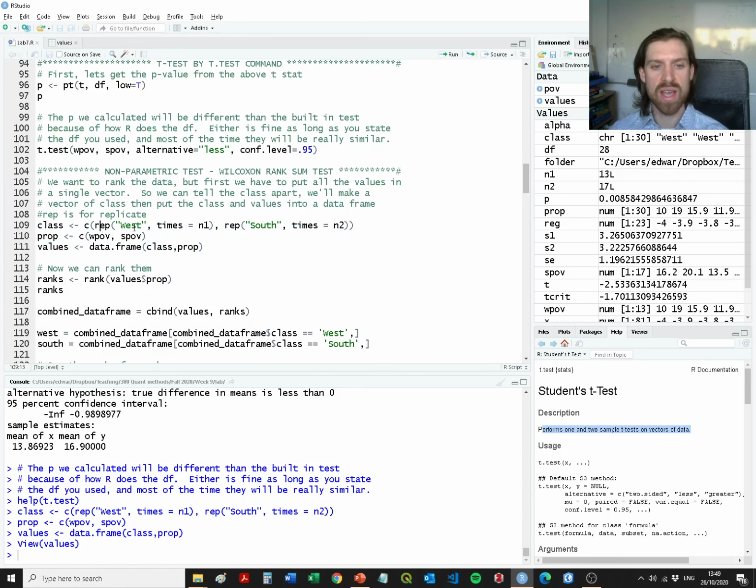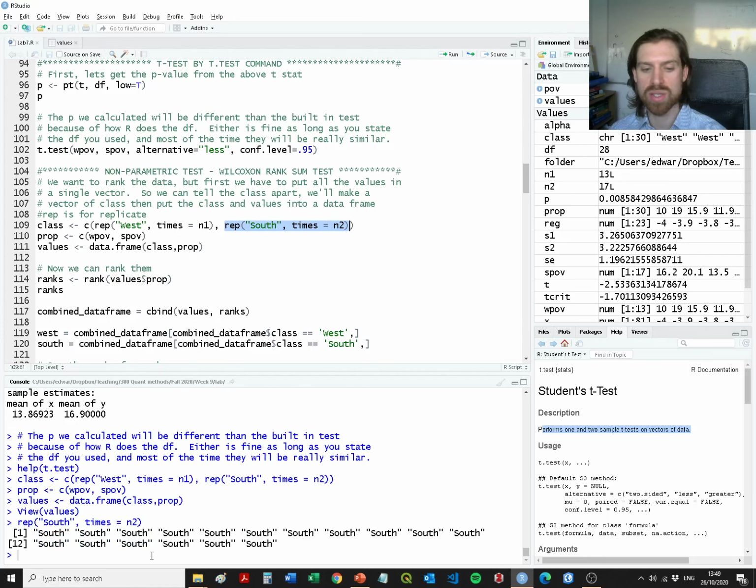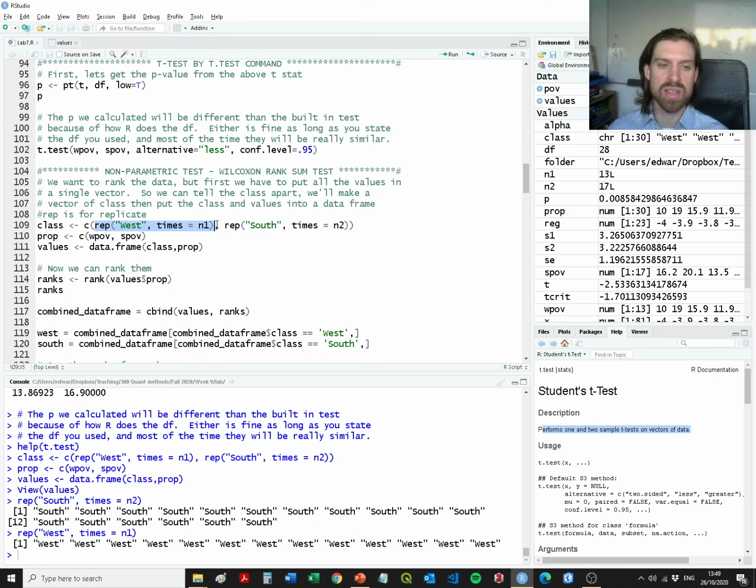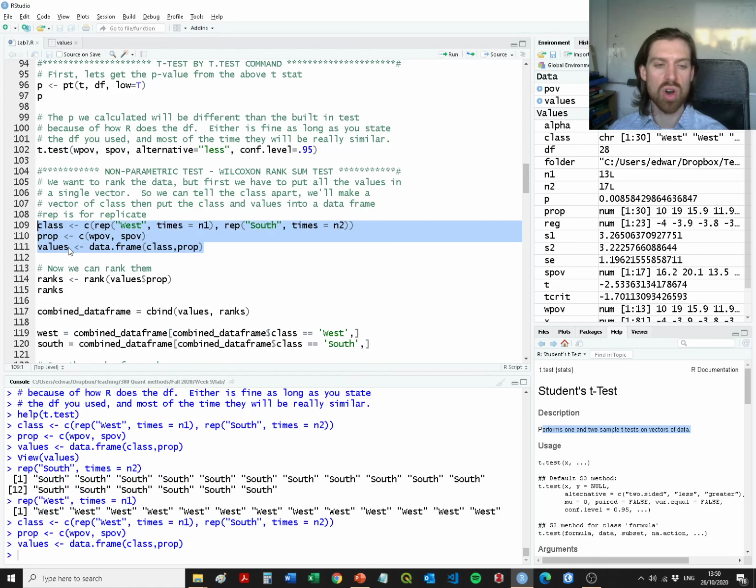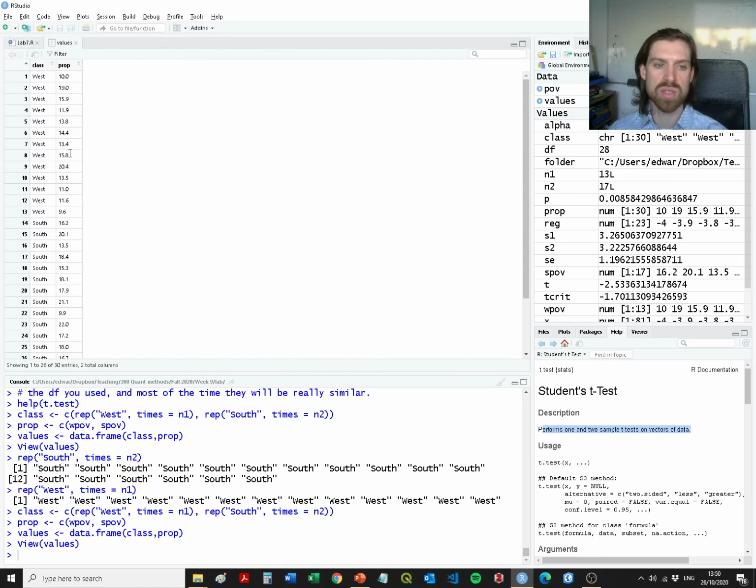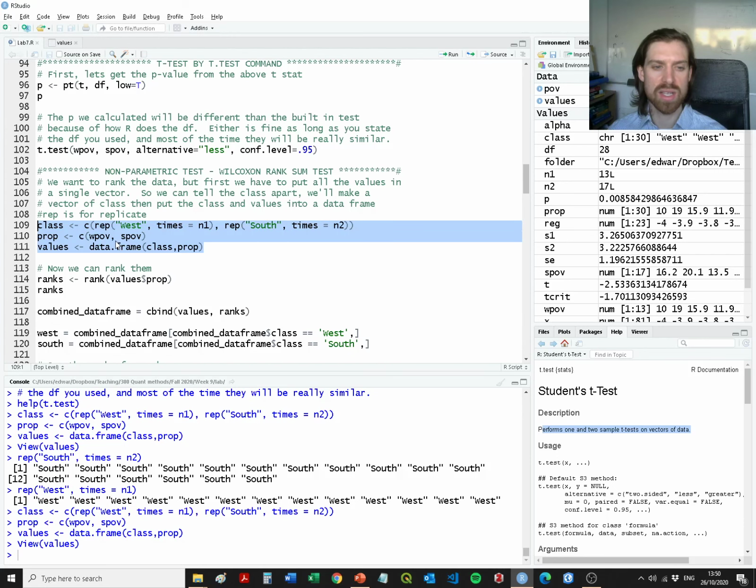So what we've done is we've said create me a vector which has the word west repeated the number of times that n1 is in length, because that's the sample, and then repeat that as well for the second sample. So it's just literally providing these classes, and then we're able to combine these two together. When we combine the class and the data that we've got, this is how we end up with the values data frame. Okay, so hopefully that's clear to you.